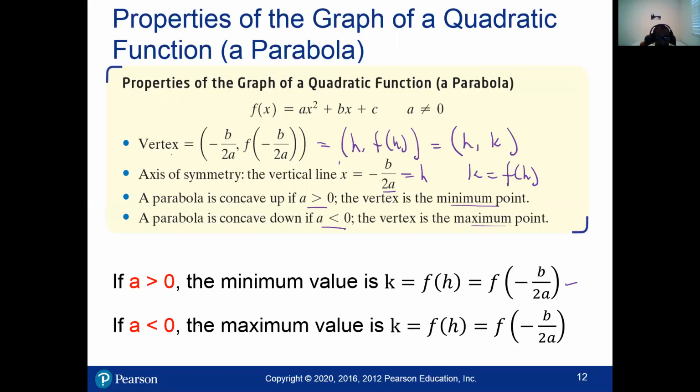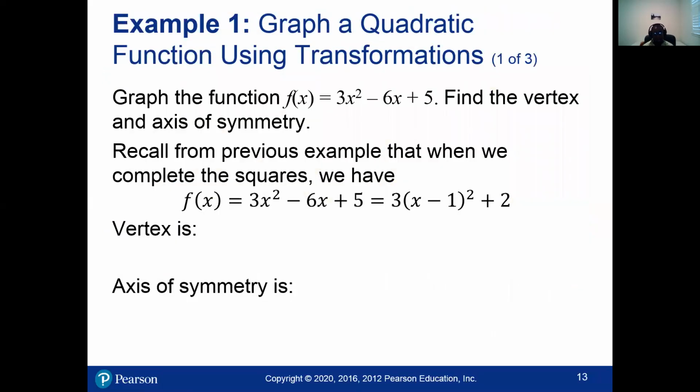And if a is negative, then we have a maximum value, which is the k, the same thing. The same expressions, but it depends on what the a is. If a is positive, we have a minimum. If a is negative, we have a maximum. Now here is the same expression that we got, where we completed the square of 3x squared minus 6x plus 5.